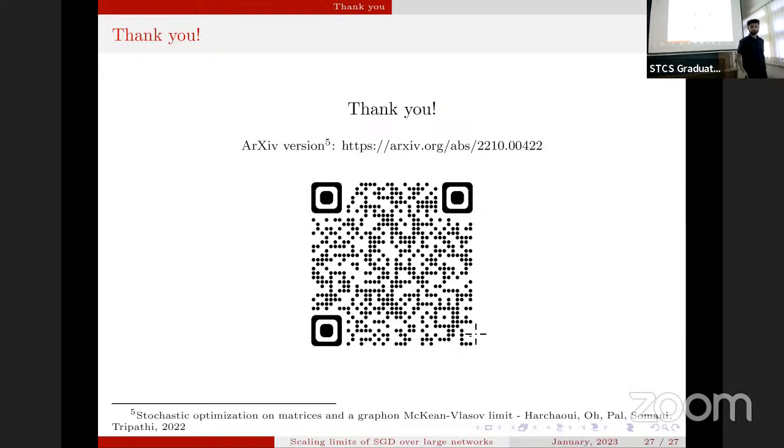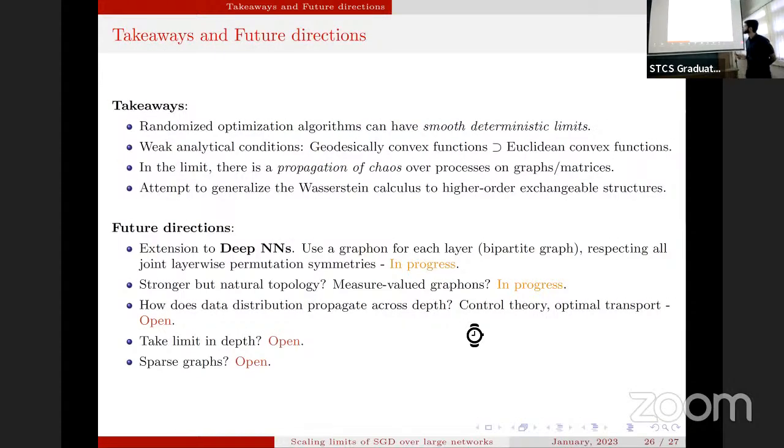Can you go to the previous slide? Could you explain again what you mean by Euclidean convex functions being a subset of geodesically convex functions? I mean that there can be functions which are not convex in the Euclidean sense, but are geodesically convex in the delta 2 metric that we use.